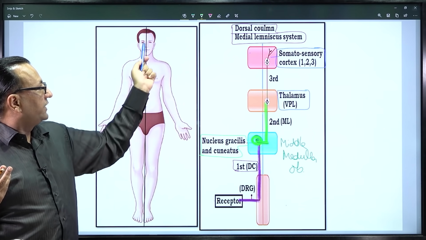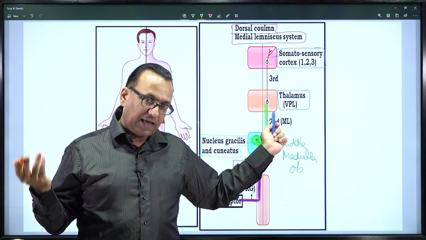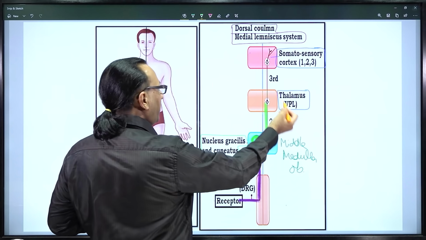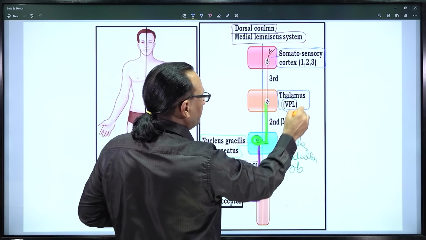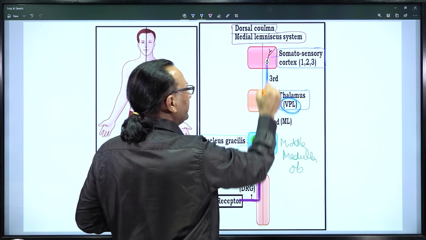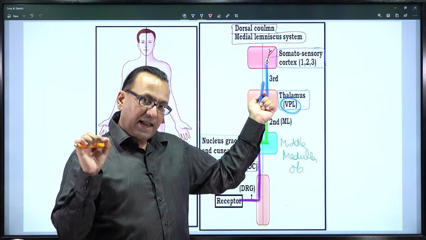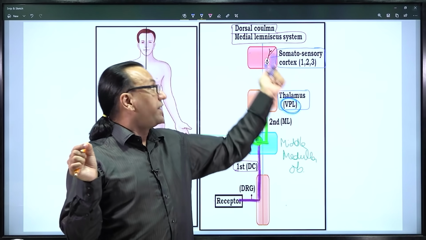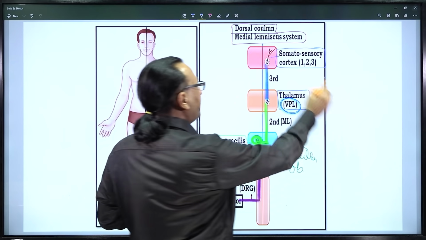And where is it reaching? The third order neuron in the thalamus. And the third order neuron in the thalamus, the ventroposterolateral nucleus of the thalamus, will be passing through the posterior limb of internal capsule to reach the cerebral cortex, area number 1, 2, 3.